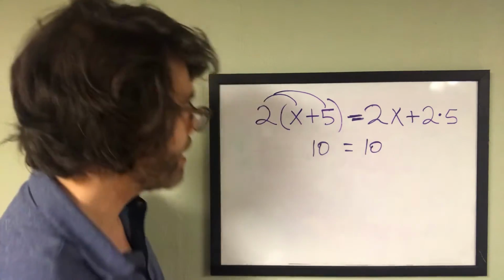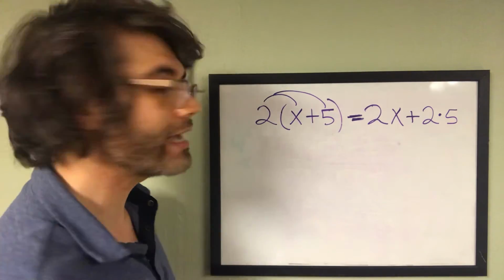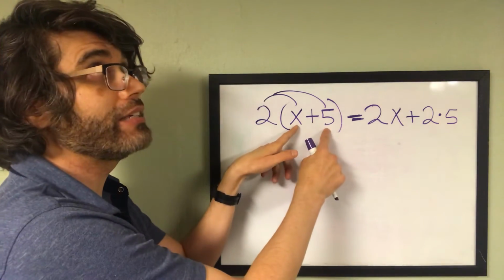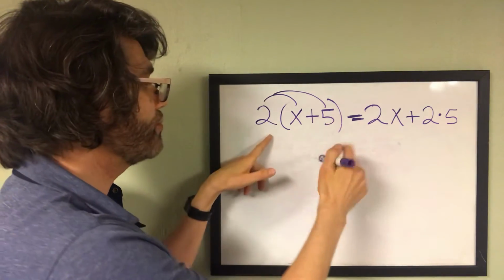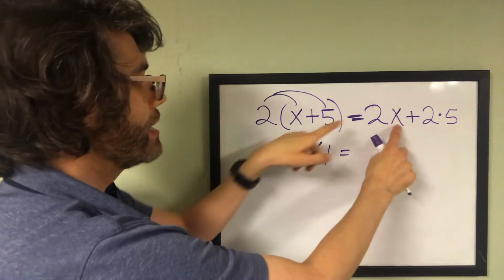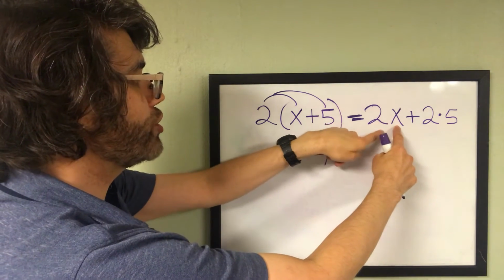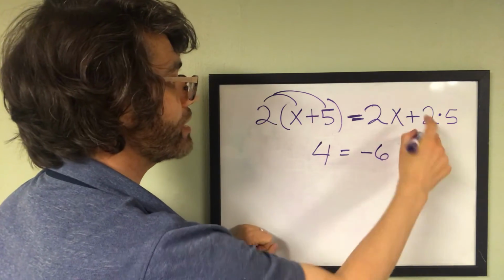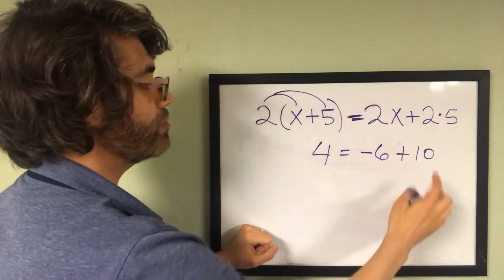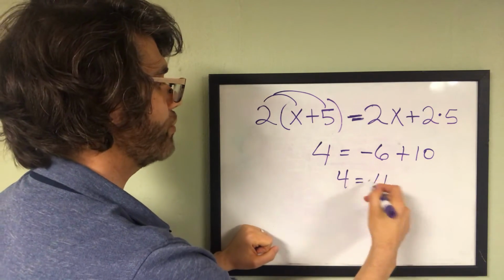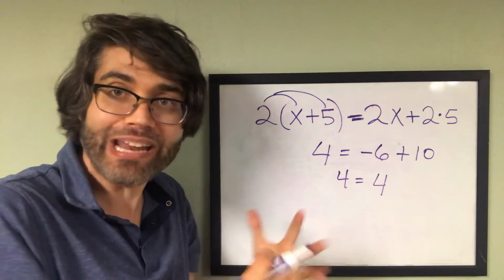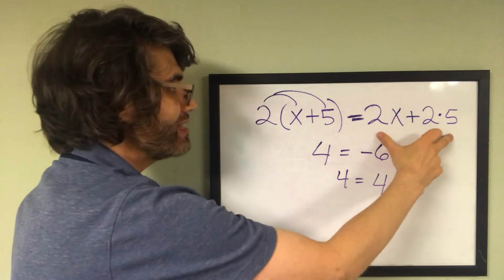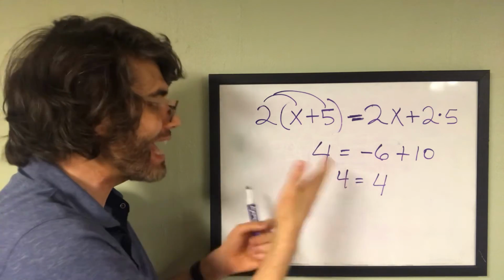Okay, how about, I don't know, negative 3. I just picked that. Negative 3 plus 5 is 2. 2 times 2 is 4. Okay, negative 3 times 2 is negative 6. So this would be negative 6 plus 10. Oh, negative 6 plus 10 is 4. Oh, 4 equals 4. I literally could pick any number for x because this is the expanded version of this, so I could pick any number.